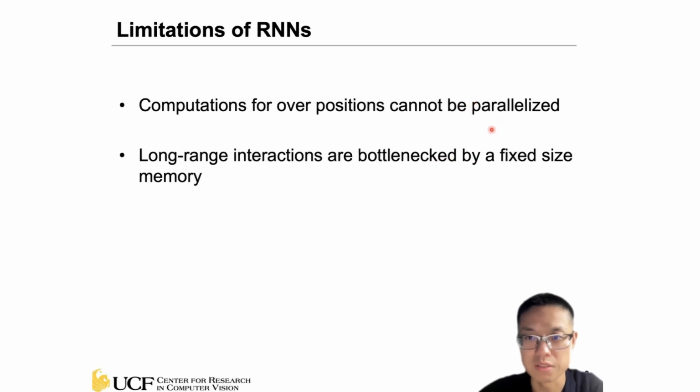So the first one is easy to understand. If it cannot be computed in parallel, then we are not able to take advantage of the available computing power.